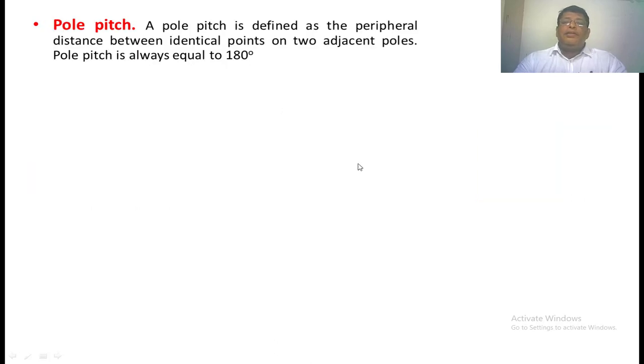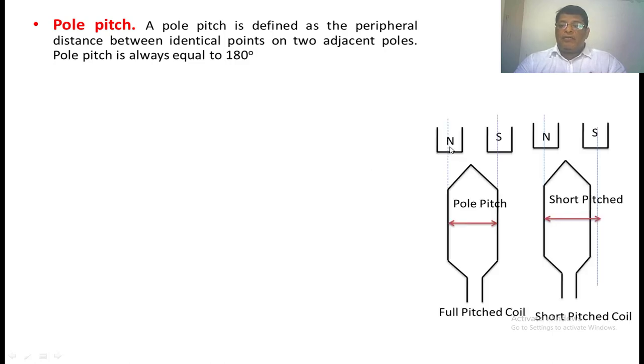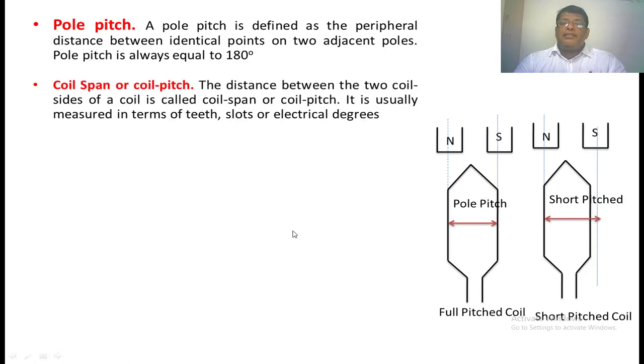Pole pitch. Pole pitch is defined as the peripheral length between the centers of two successive poles. Electrically it is represented as 180 degrees. See here, we have taken two poles, one north pole and one south pole. Electrically the distance between the centers of the north pole and south pole is 180 degrees. Coil span is the distance between the two coil sides of a coil. This distance is the coil span.